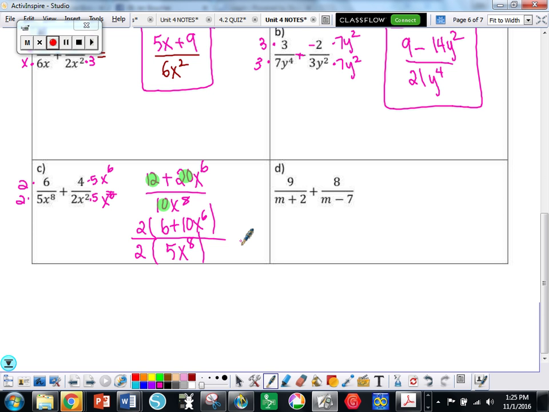That's a step that's not really necessary. I just want to show you I can pull a 2 out of both of them, and 2 over 2 is what? 1. So my final answer would be this. I don't want to rewrite.